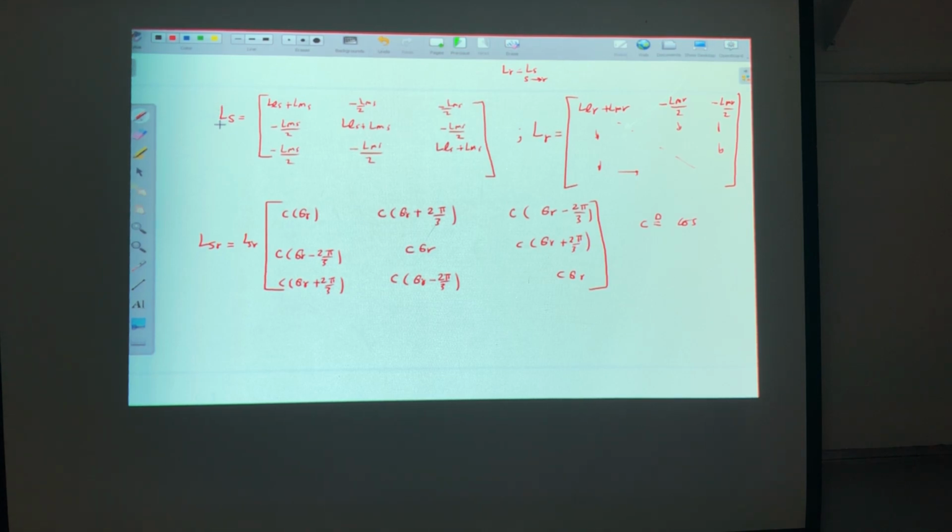Now, LS, LR are constant matrices. They only depend on the geometry. The magnetizing path is the geometry. Correct? What about LSR? Function of theta, so it's a function of time. So LS, LR is constant. Why? LSR, this matrix, is a function of theta r. So this means that LSR is time varying. Correct?